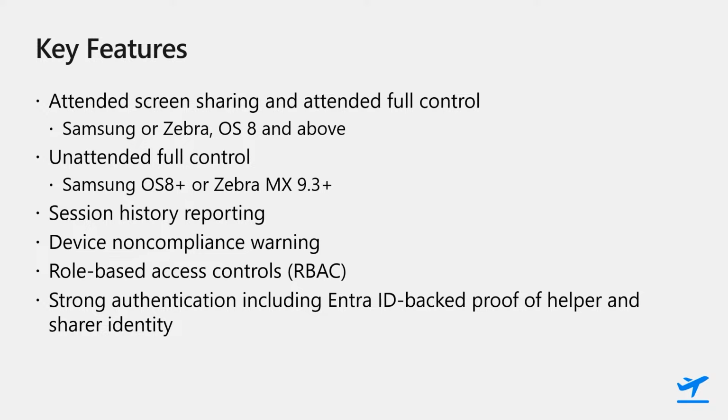There's also session reporting history that indicates who helped who, when, and on what device. There are non-compliance warnings that alert a helper if the device is out of compliance before they enter a connected session. There is also role-based access control that allows admins to configure who can help whom and with what permissions for view-only, full control, or unattended sessions. We have also integrated with Entra ID to create more trust between the helper and the user.